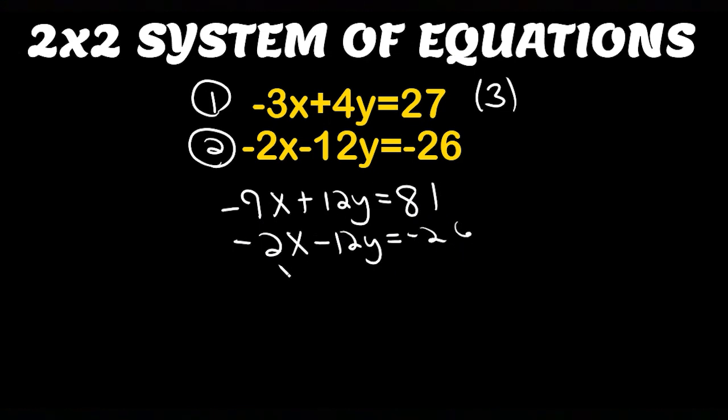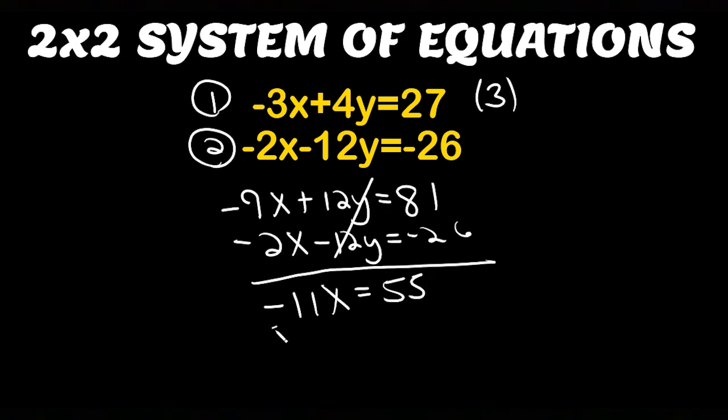And so now we're going to do it as an addition problem. -9x and -2x, when I add that, I get -11x. This will cancel, that's what we want. And here I have to do 81 plus a -26. That will give me 55. So equal to 55, divide both sides by -11, and we will get our x value here. So x will be equal to -5.